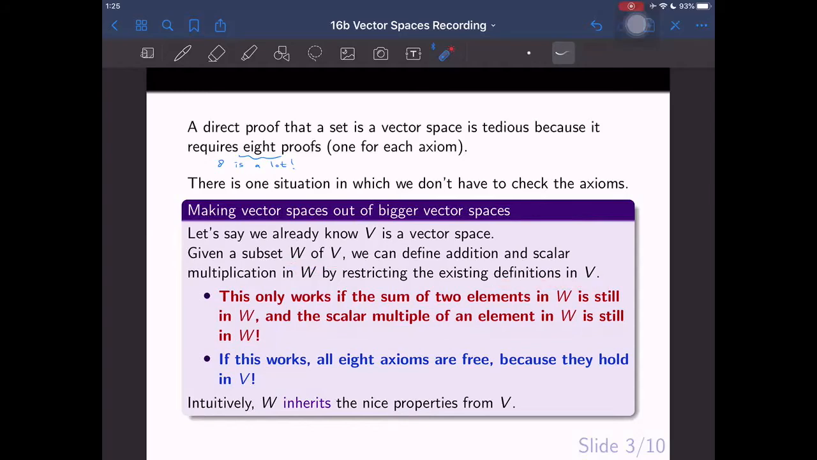This trick only works if the sum of two elements in W is still in W and the scalar multiple of every element in W stays in W. If this works though, all 8 axioms would happen for free because we know that all 8 axioms are satisfied in V, and we know that V is a vector space. So we can inherit all 8 properties from the bigger set V without needing to check each of the 8 properties.